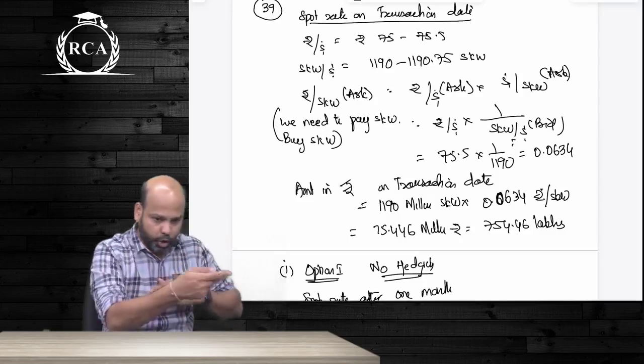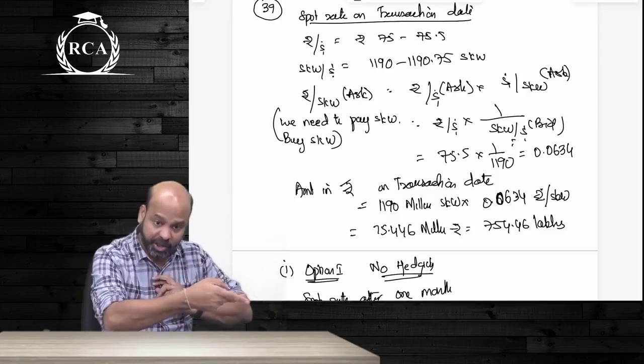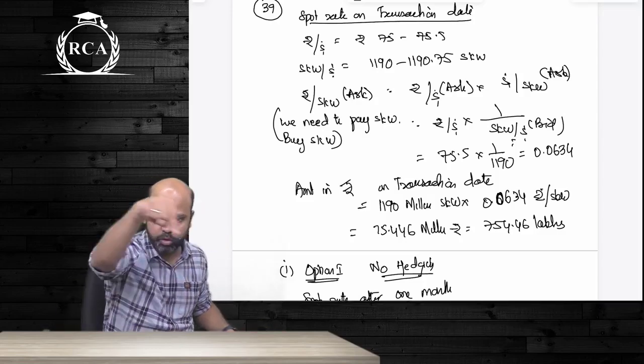Bilateral netting means two subsidiaries have a receivable and a payable. First set off that amount, that is bilateral netting, then go to multilateral netting.